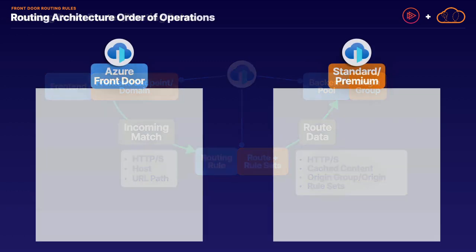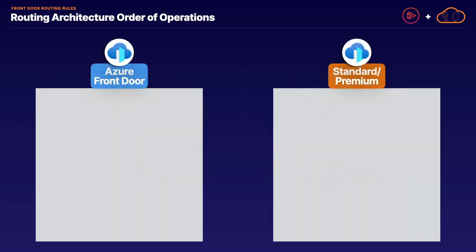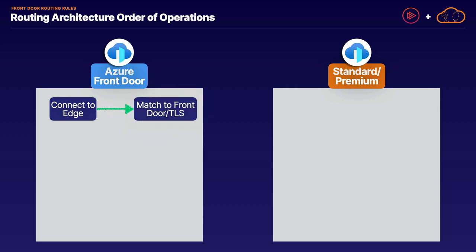Now, the routing architecture follows a specific order of operations here. Azure Front Door Classic Vanilla SKU would have taken us down the path of connecting to the edge, matching to front door, and establishing that TLS encryption between the front door if we're using an accepted protocol of HTTPS, for example.